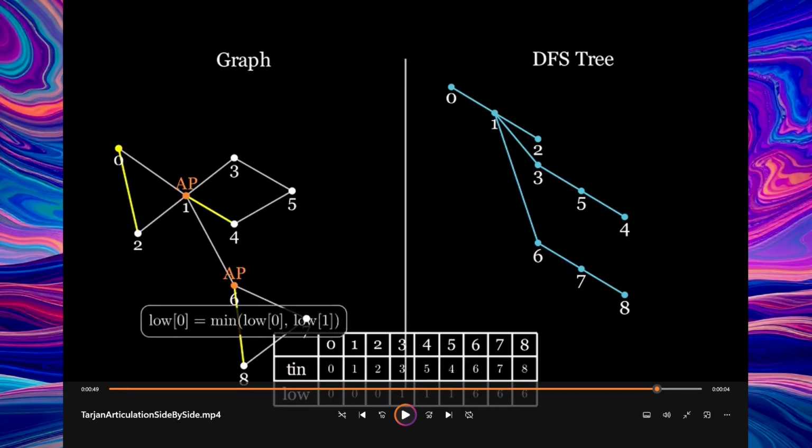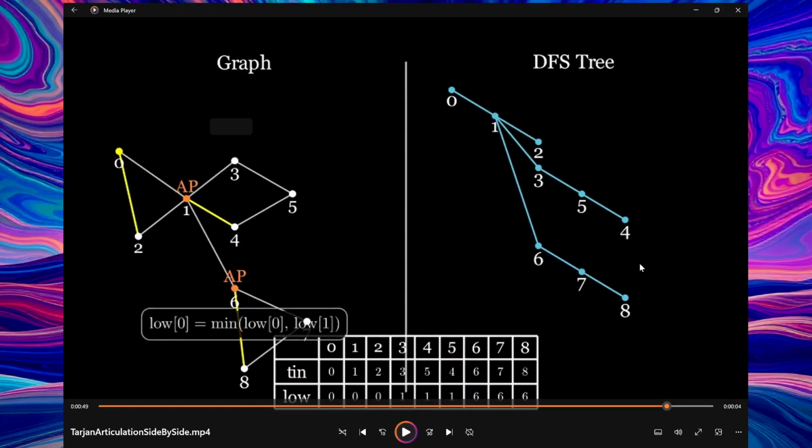I think, okay, it's 6:36. I want to get to one problem first. So is 8 considered an articulation point?